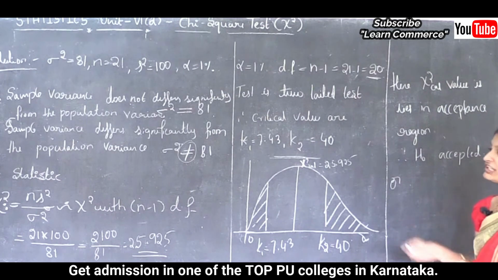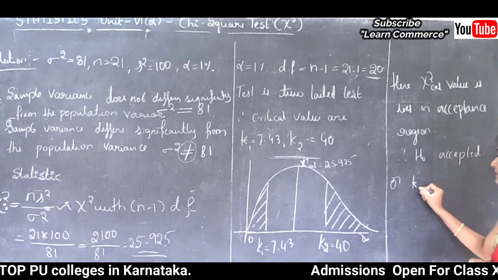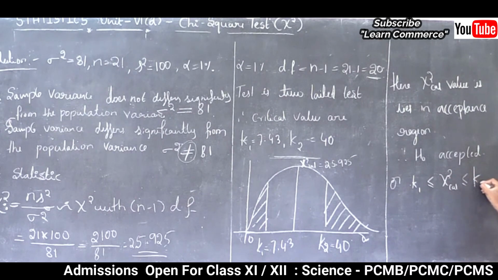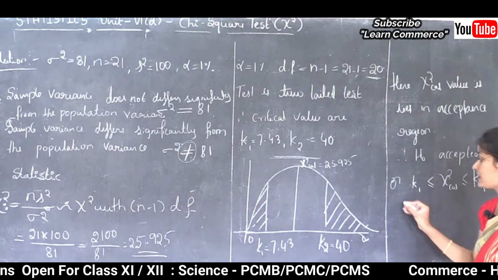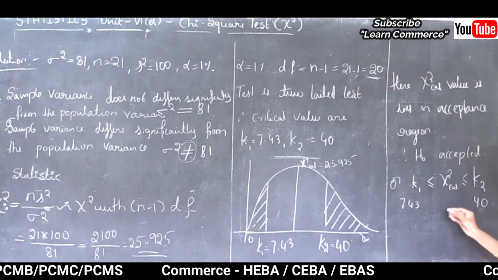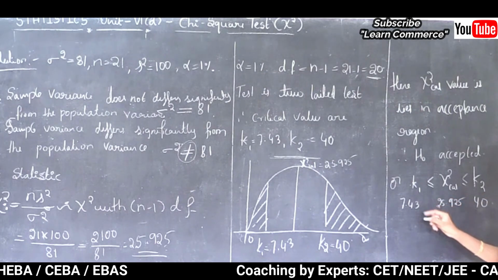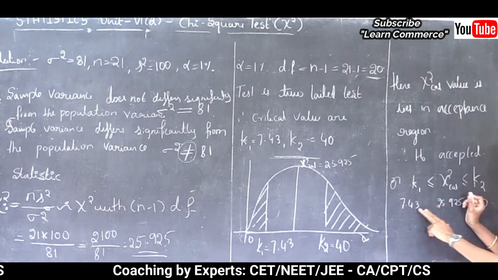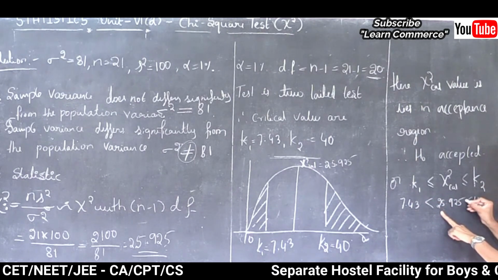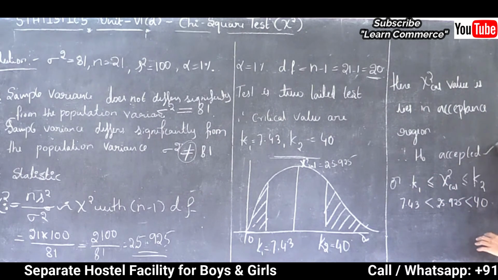Or we know the condition of a two-tailed test in chi-square: K1 is less than or equal to the chi-square calculated value, which is less than or equal to K2. Here K1 value is 7.43 and K2 value is 40, and the calculated value is 25.925. 25.925 is greater than 7.43, and 40 is greater than 25.925. So the condition is satisfied, and if the condition is satisfied, we can say H naught is accepted.